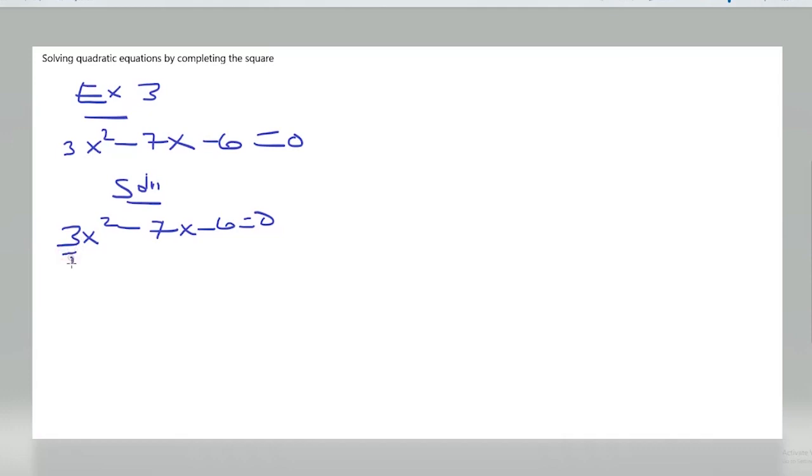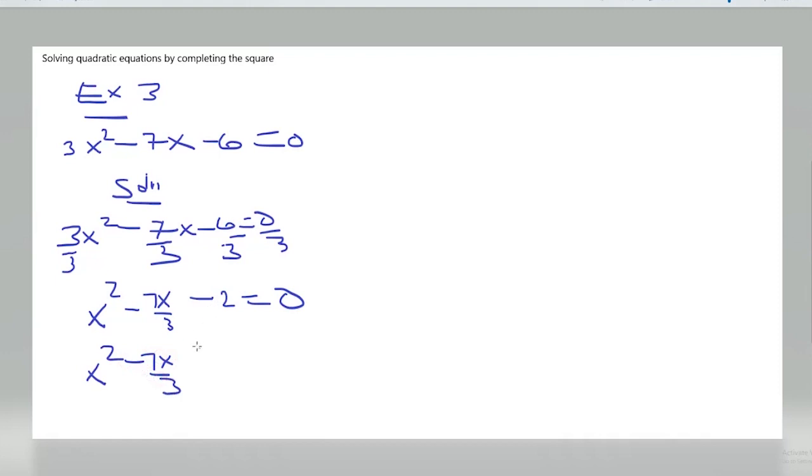Now divide by 3 throughout. Okay, therefore we remain with x squared minus 7x over 3 minus 6 divided by 3, which is 2, is equal to 0. Then take 2 to the other side, it will be equal to 0 plus 2. Therefore, x squared minus 7x over 3 is equal to 2.